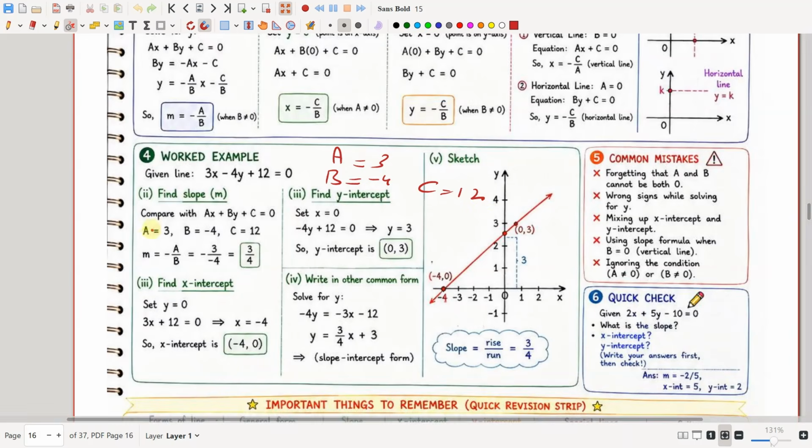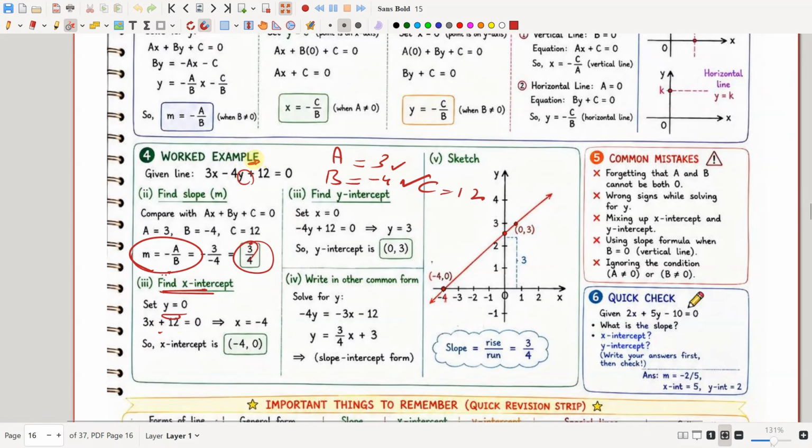Okay, so the slope m is equal to minus a by b, which means minus 3 by minus 4, which is 3 by 4. Now to find the x-intercept, we have to set y equal to 0 in this equation. Then 3x minus 0 plus 12 is equal to 0, which means 3x plus 12 is equal to 0, so 3x is equal to minus 12. Therefore x is equal to minus 4.